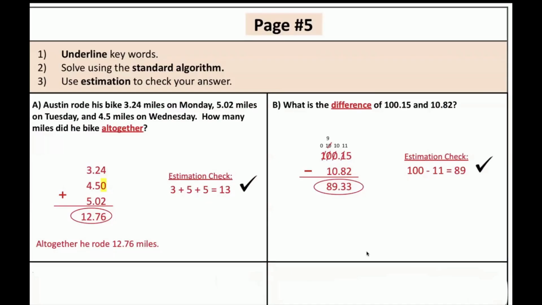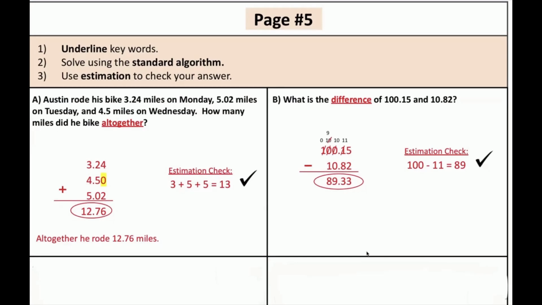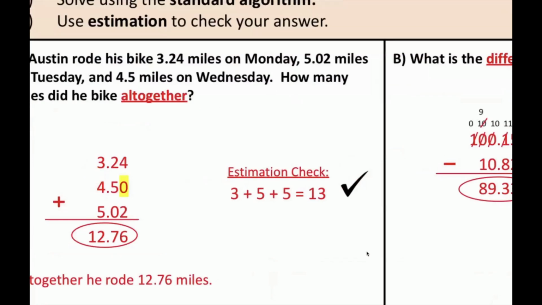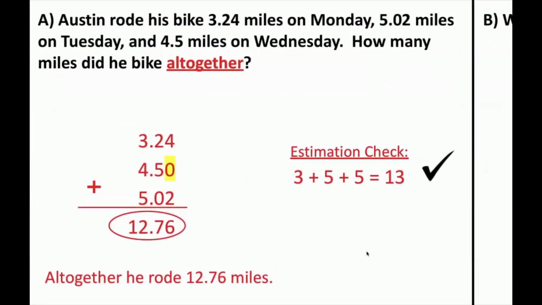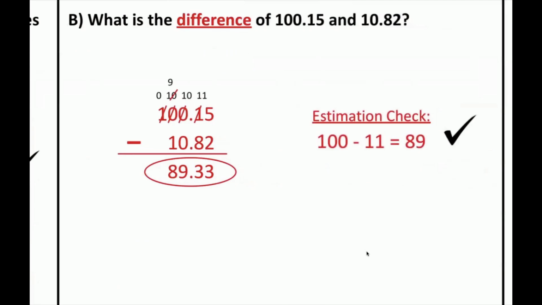The first part of the direction said to underline keywords. So the keywords you should have underlined are altogether and difference for these first 2 problems. I'll zoom in on A so you can check the standard algorithm and make sure that you estimate it as well. Now let's check our work for B.